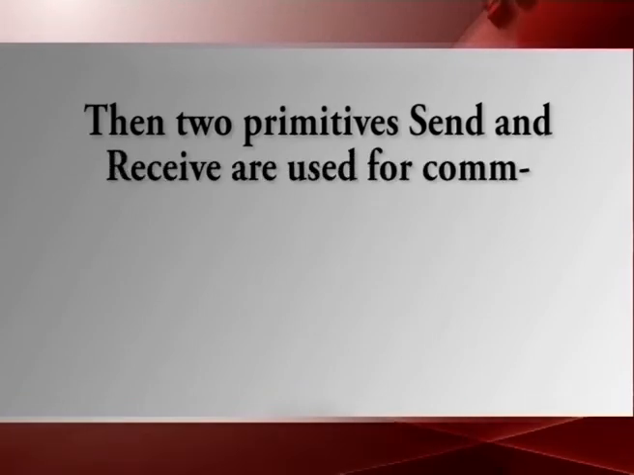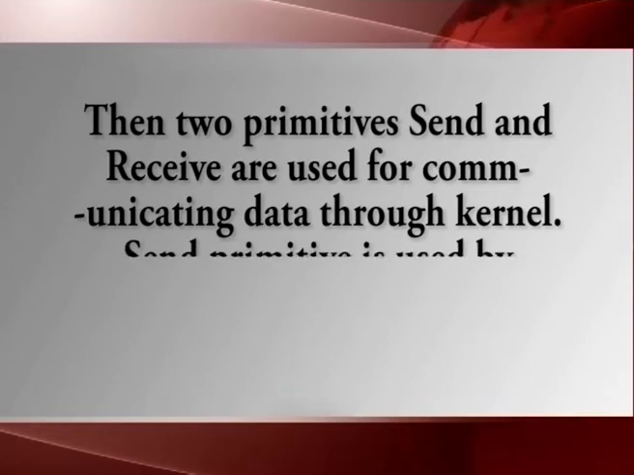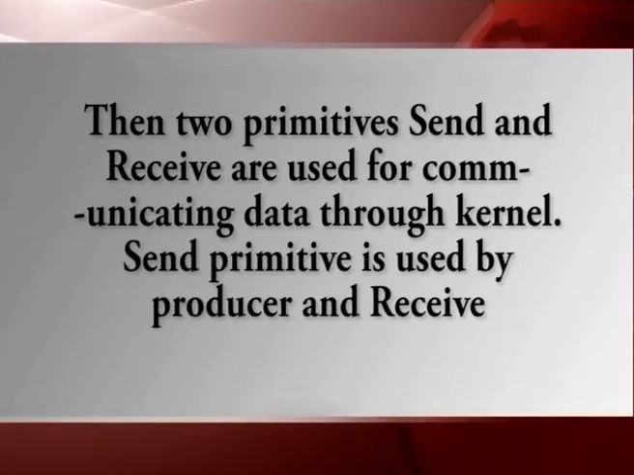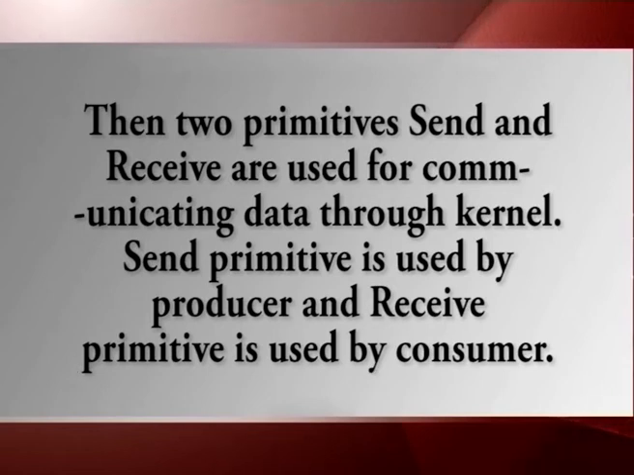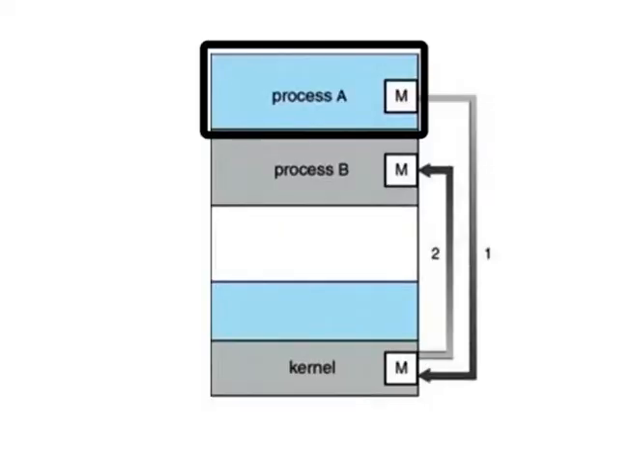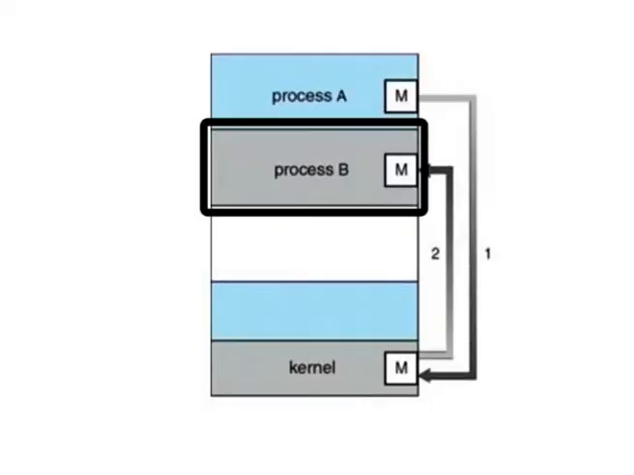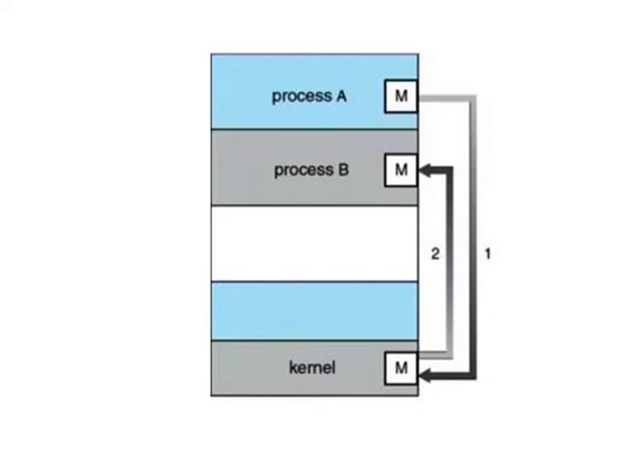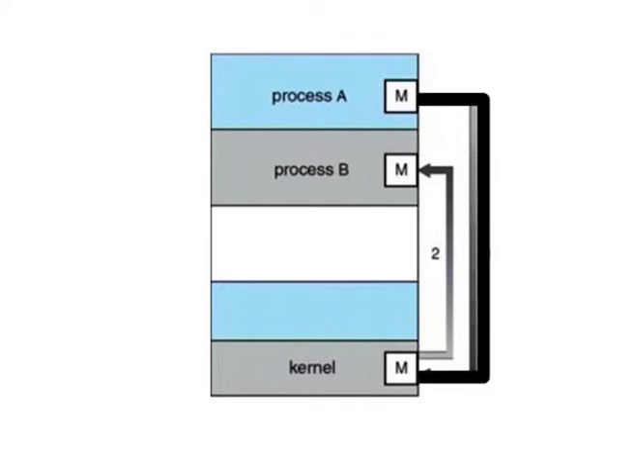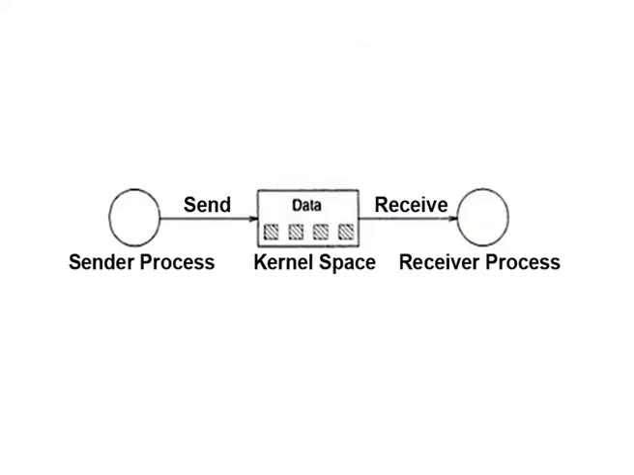Then two primitives, send and receive, are used for communicating data through the kernel. Send primitive is used by the producer and receive primitive is used by the consumer. In this figure, process A is the sender and process B is the receiver. Using direct communication, process A sends message M to the kernel, indicating the address of the receiver. The kernel sends the message M to receiver process B. Therefore, all communication between cooperating processes takes place through the kernel, as shown in the figure.